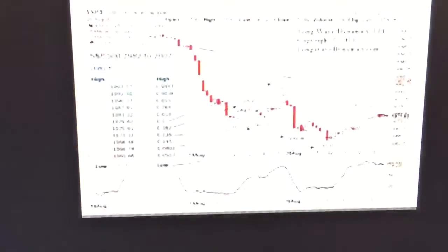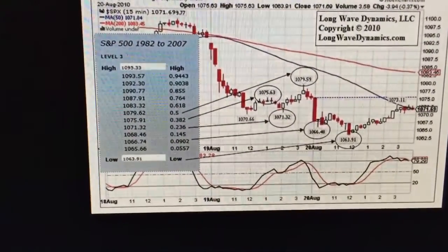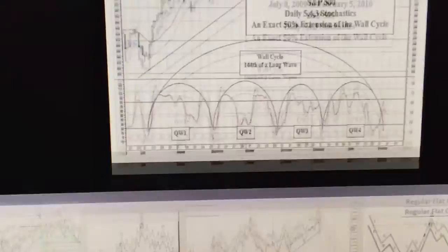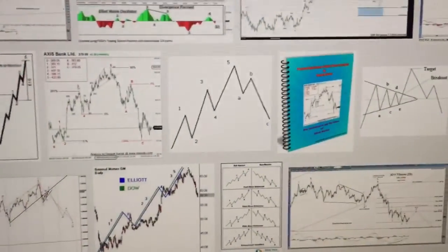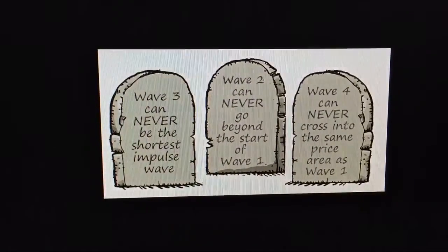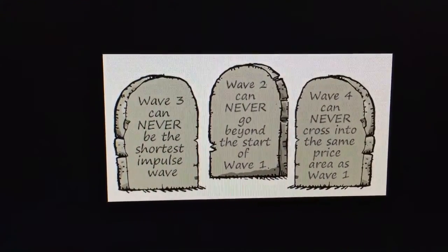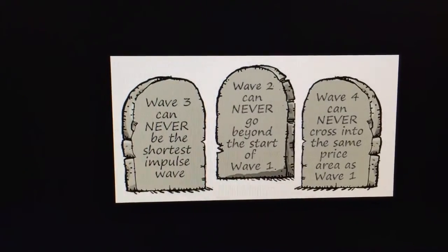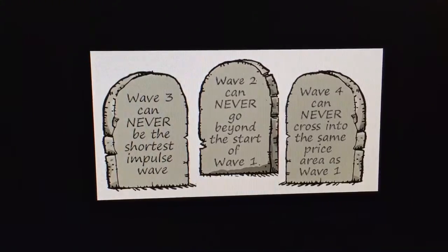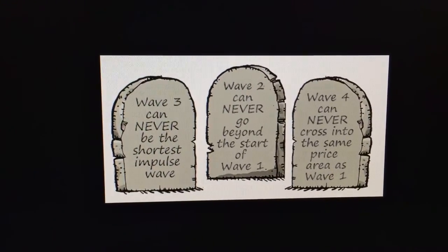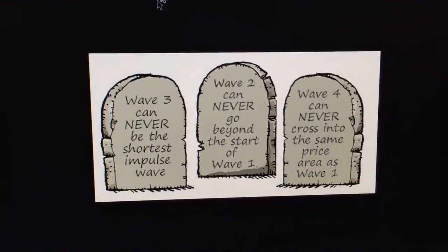Some of them are complicated like that. Look at this. How are you supposed to learn with this? Or let's just put some cartoons up. Wave 3 can never be the shortest impulse. These are some foundational rules. Wave 2 can never go beyond the start of wave 1. And wave 4 can never cross into the same price area as wave 1.